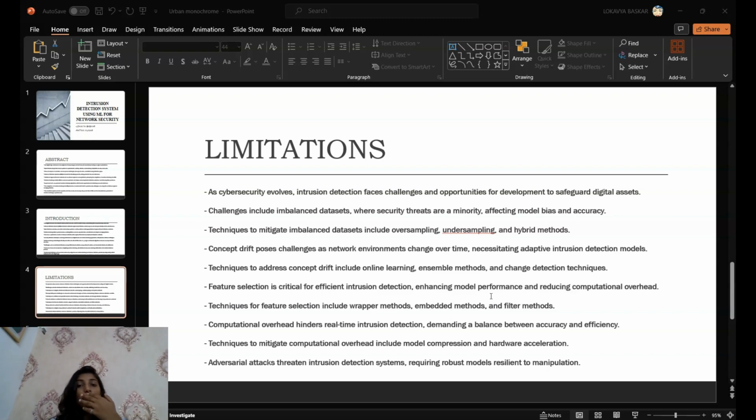Furthermore, the dynamic nature of network environments presents another formidable challenge known as concept drift. As the statistical properties of data change over time due to emerging cyber threats, systems, or shifts in user behavior, static intrusion detection models may become outdated or less accurate. Adapting to concept drift demands the development of adaptive intrusion detection models capable of continuously learning and evolving in response to changing data patterns. This requires ongoing research and innovation to stay ahead of evolving threats and ensure the effectiveness of intrusion detection systems in real world environments.